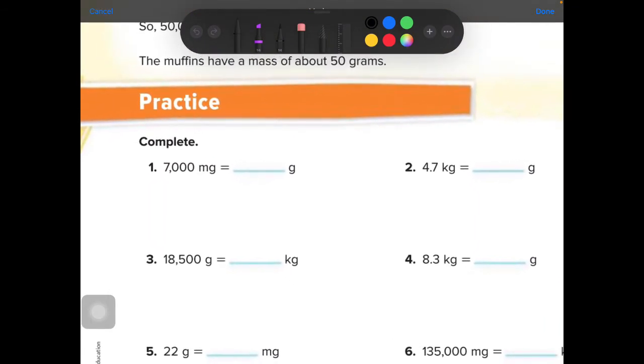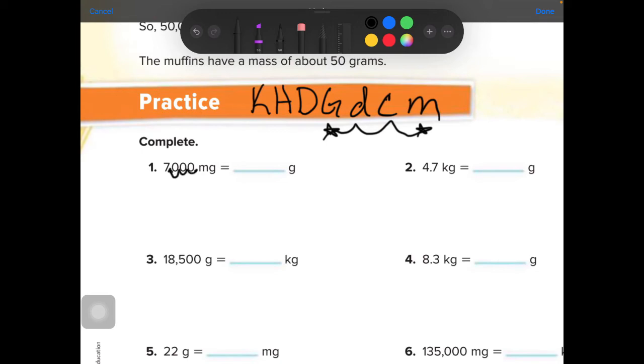Okay, complete just what we've been doing this whole lesson. You are converting. Go ahead and do your King Henry died grumpily drinking chocolate milk. Okay, so we have milligrams to grams. And that's going to be 1, 2, 3 spots. So 3 spots from the very end. Here's my decimal. I'm going to go 1, 2, 3. My decimal point is going to be right behind the 7. So then 7,000 milligrams is 7 grams.